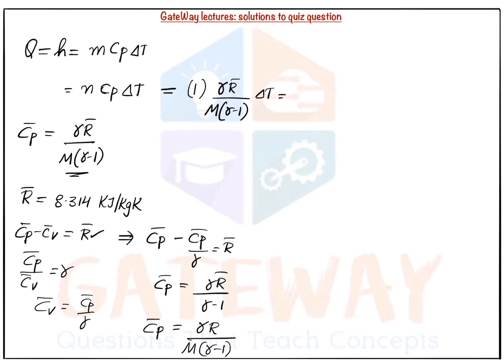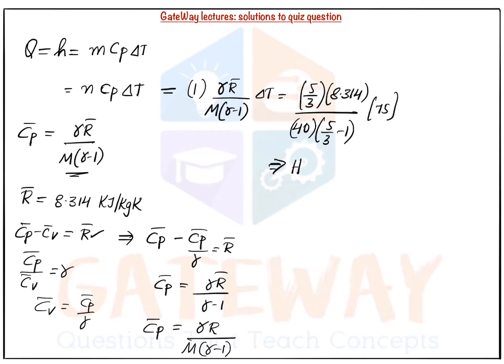So what is the value of gamma? 5 by 3 into what is the value of R bar? 8.314. But what is my value of m? 40 into 5 by 3 minus 1 into delta T, which is 75. By simplifying this, we will get the value of enthalpy as 38.97 kilojoule per kg.